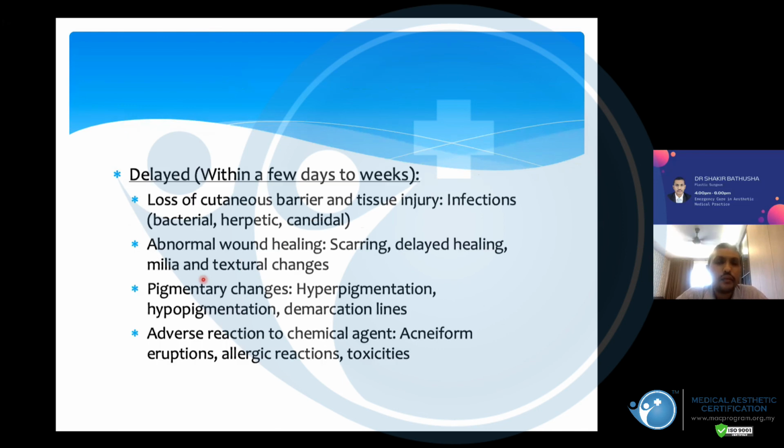Some present in a delayed fashion, you have the loss of cutaneous barrier and tissue. So what happens is the infection sets in. You're worried about herpetic, candidal, fungal, or bacterial infection. Some patients with abnormal wound healing develop scarring. In some patients, all this erythema and blistering of skin does not heal well. They will be delayed in healing. Some patients, when the healing takes place with overgrowth of the sebaceous gland, develop milia. Some patients develop hyperpigmentation. Some develop hypopigmentation, and some patients develop demarcation lines.